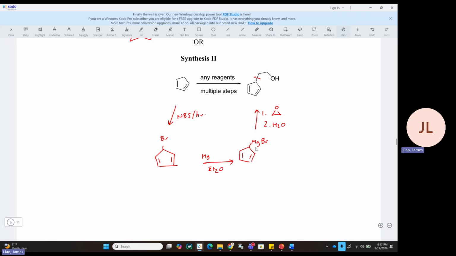So remember, Grignard is a basic compound, and when it attacks the epoxide, since it's symmetrical, it wouldn't matter which side it attacks, but it will open the ring to form an oxide, and then the water molecule will protonate it, so it's going to regenerate the base. It's going to regenerate the base.